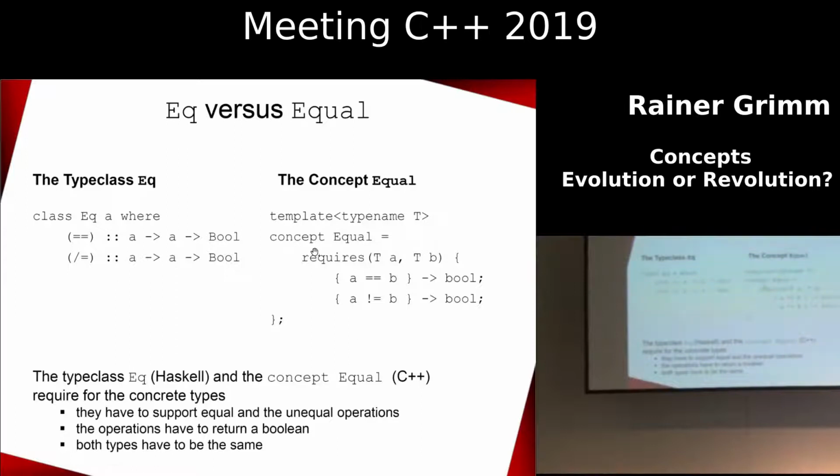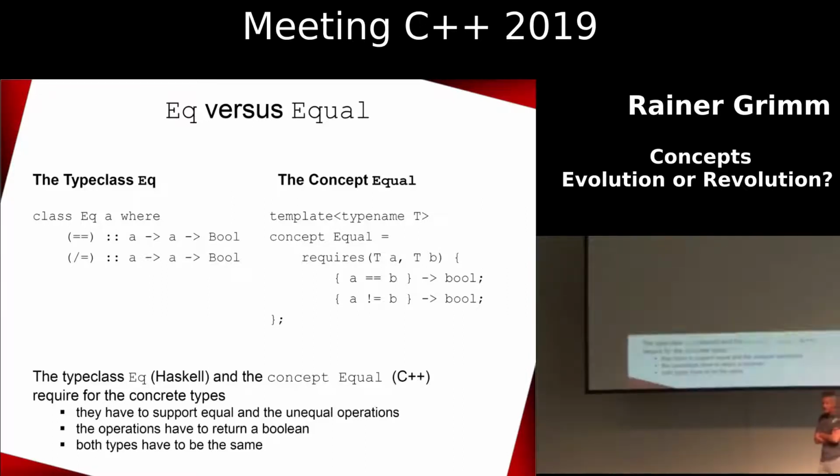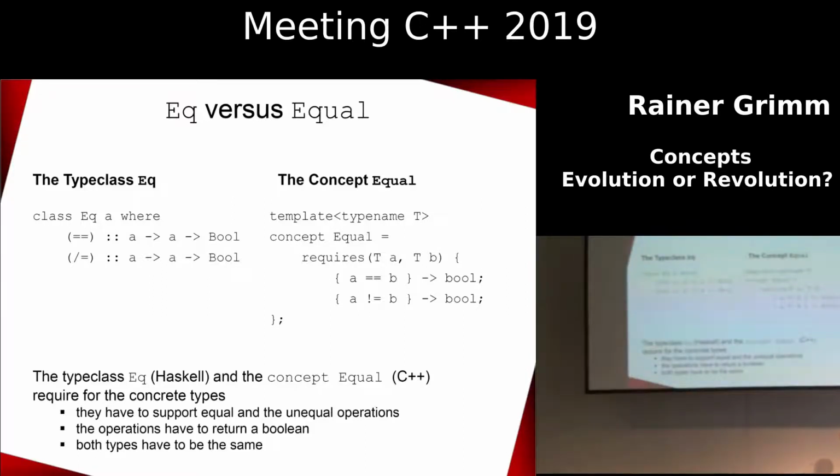And now if you compare it to the right, this is the concept equal defined in C++. It looks quite similar. And what is nice from my perspective is the syntax is quite concise. So it's not so verbose. You see, concept equal requires T, A, B. It has to support the operation A equal to B, and the return type must be a bool, and the same goes for unequal. So it looks quite similar. You will see in a few seconds why I showed you this page.